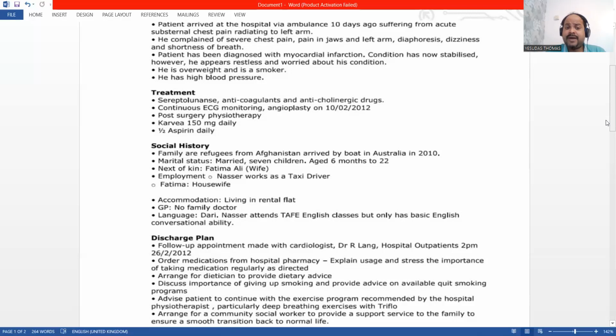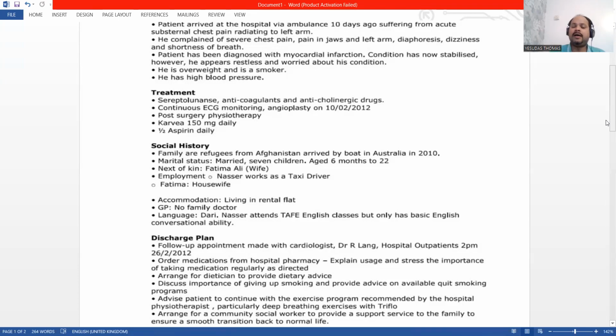Now we have to write that they are refugees from Afghanistan. So we are not going to write how they arrived, by boat or ship or by plane. That's not relevant here. So when they arrived and from where they arrived, and the marital status, no, we have to say there are 7 children. The age of the children is very important because his wife is the carer right now, because Nasser Ali is in bed. He has some difficulty. He won't be able to care for his children. His wife Fatima Ali is alone.